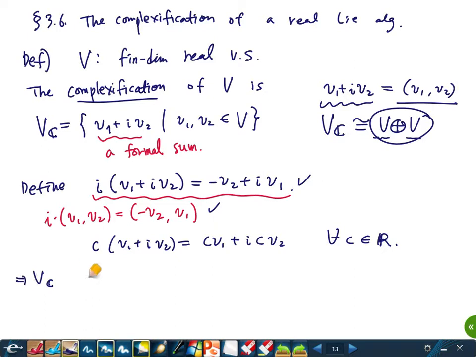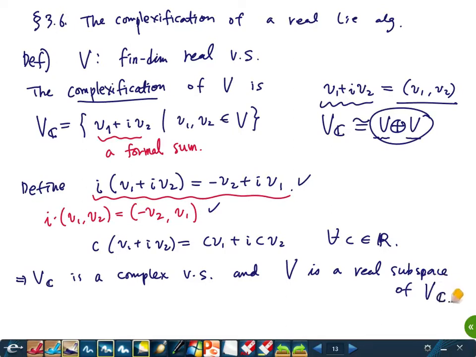Then V_C is a complex vector space, and V is a real subspace of V_C. Technically, V is not a subset of this, but we can embed it. Via the embedding, how do we embed V? Just v plus i0. And V is going to be a real subspace.